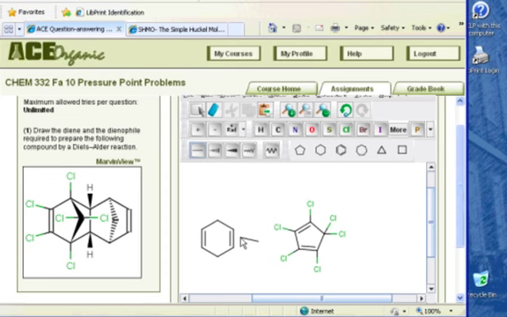And now to finish things off, all he needs to do is draw that last carbon-carbon bridge, that 1 carbon bridge, I should say, across the 6-membered ring. And he does this, and then he adds wedges.